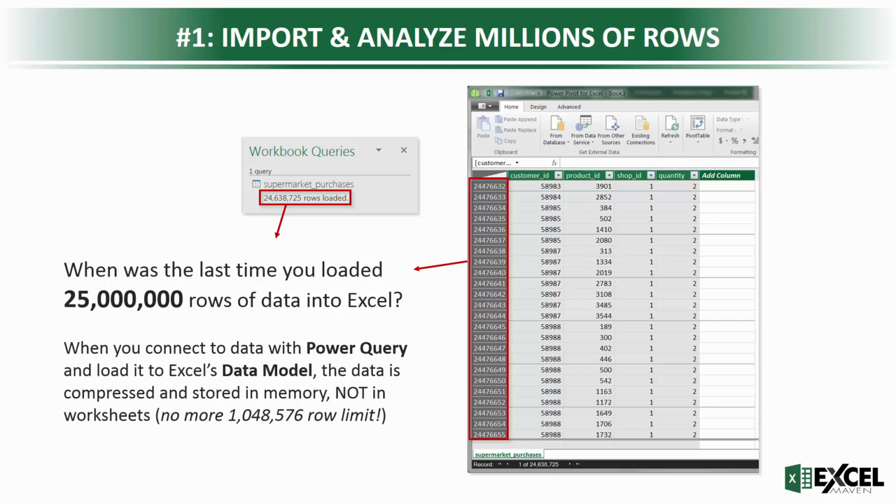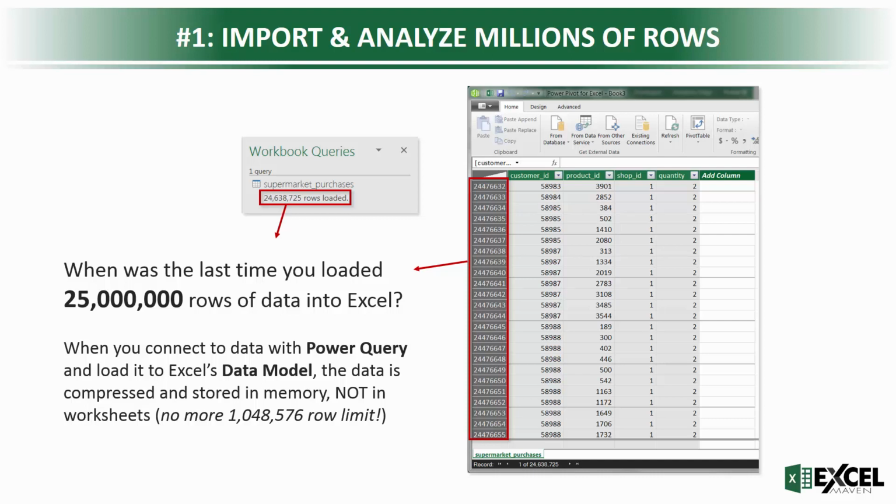When you connect to data with Power Query and load it to Excel's data model, the data actually gets compressed and stored in memory. You can still look at it, you can still access it, you can still transform and analyze it, but it doesn't get stored in traditional worksheets. What that means is that no more million row limit. We're now completely open to large data sets.